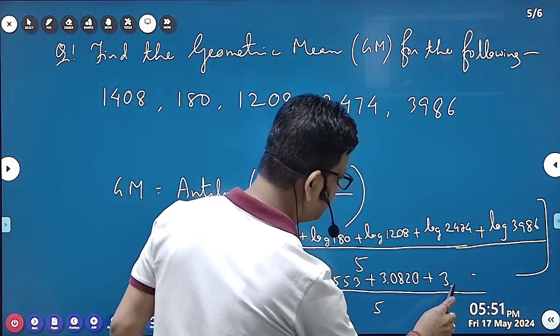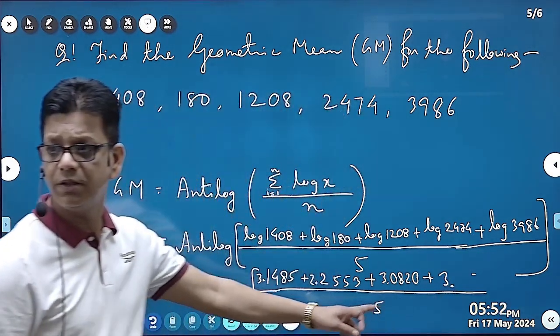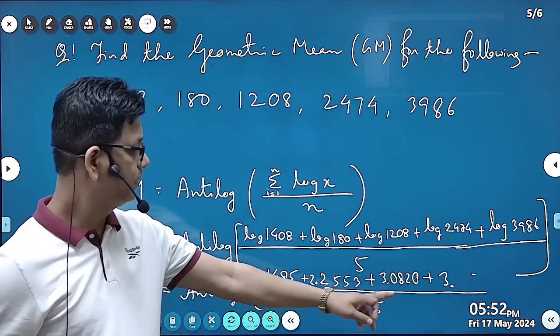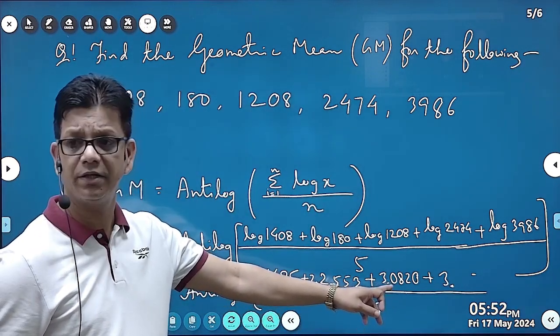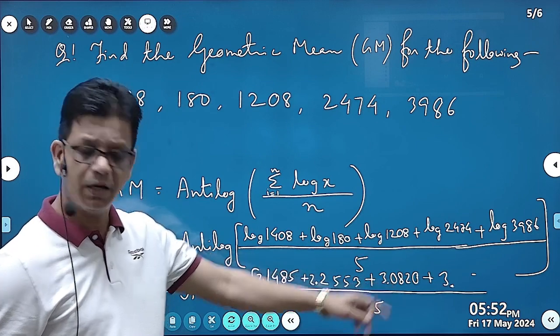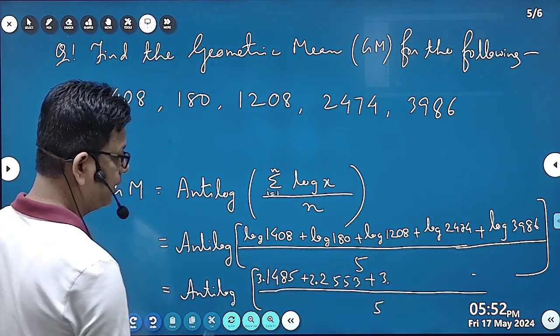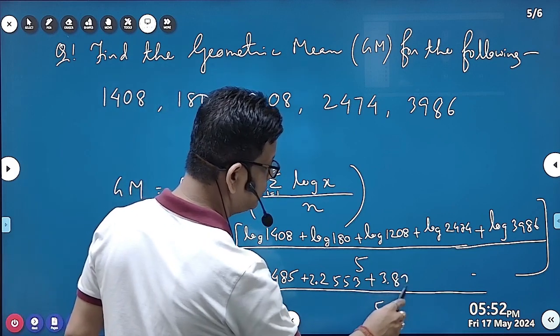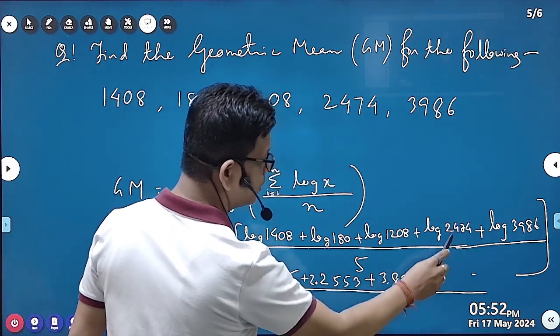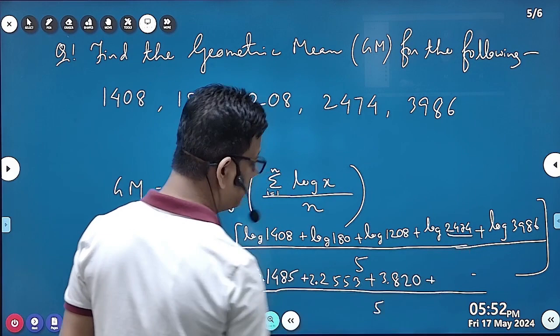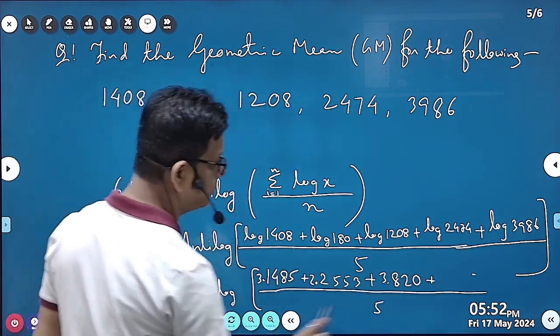Yes, 0 is not there, I think. That's what I told you. Okay, so it will be 820. 820, correct? Plus. Now, how many digits are here? 4. So once again, it will be 3 point.